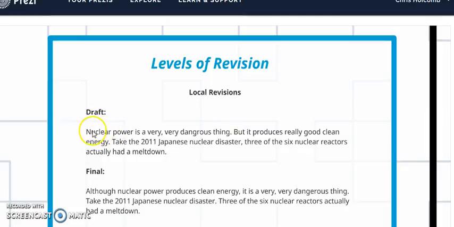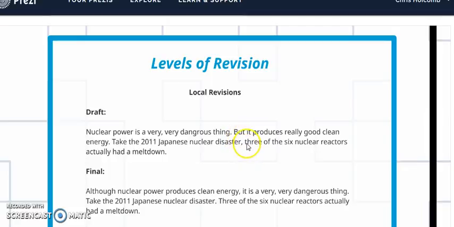The student wrote, "Nuclear power is a very, very dangerous thing, but it produces really good clean energy. Take the 2011 Japanese nuclear disaster. 3 of the 6 nuclear reactors actually had a meltdown." Now if you look, you probably picked up on some of the surface errors. You've got a typo here, dangerous, and that needs to be corrected. You also have a comma splice here. You have 2 clauses joined without adequate punctuation or coordination.